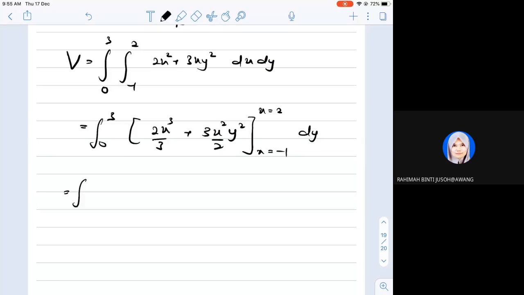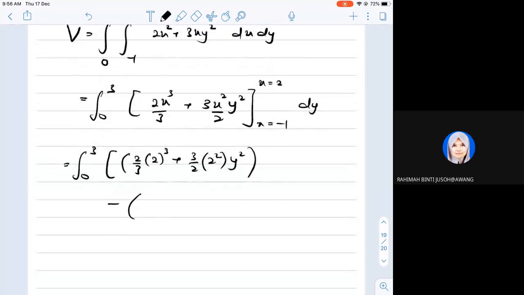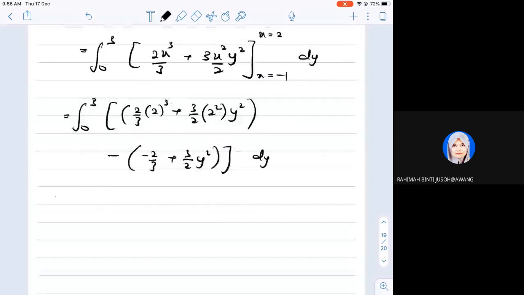So we have 0 until 3. Open this. We have 2 over 3 times 2 cubed, plus 3 over 2, 2 squared times y squared, minus, for negative 1, negative 1 cubed gives negative 2 over 3, plus negative 1 squared gives positive, so 3 over 2 y squared, dy. So 0 until 3. 2 over 3 times 8 is 16 over 3.